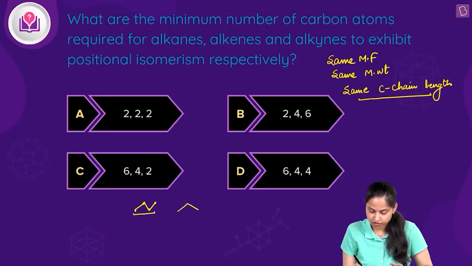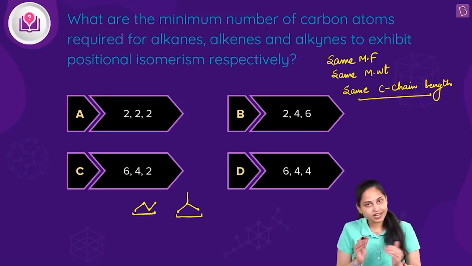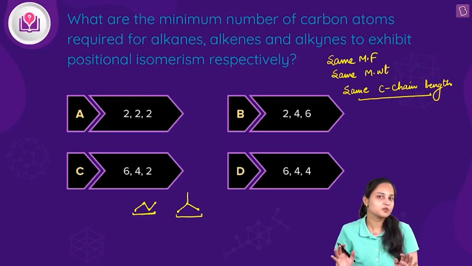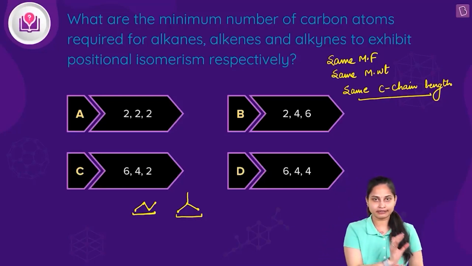So if I draw this particular thing, 1, 2 and 3, this is isobutane and this is n-butane. So they are chain isomers, but they are not positional isomers. So we will not have positional isomerism for the alkane butane.